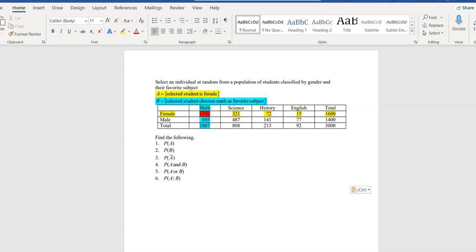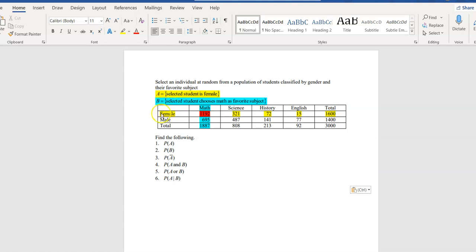Okay, so this time we're going to do some probability from contingency tables. We're going to select an individual at random from a population of students who are classified by gender and by their favorite subject. So you'll notice that event A is that we select a student who is female, and event B is that we select a student who chooses math as their favorite subject.